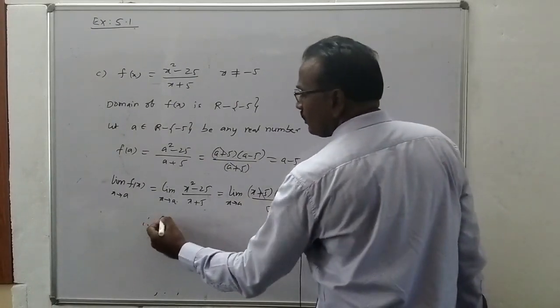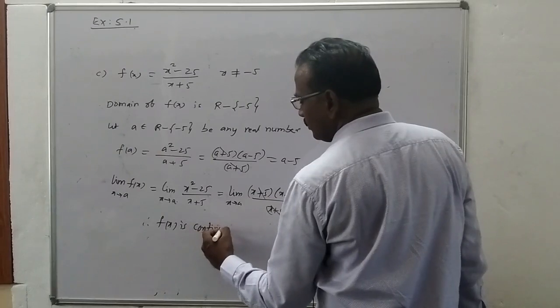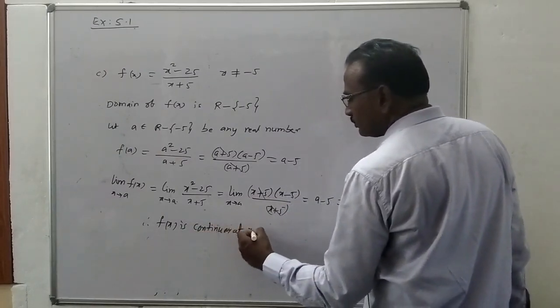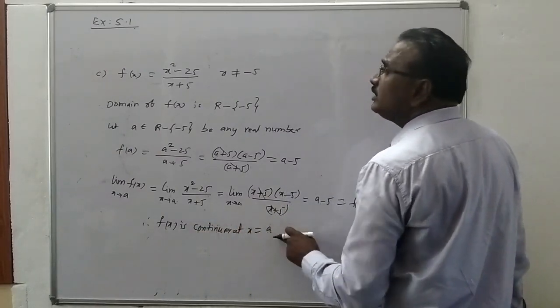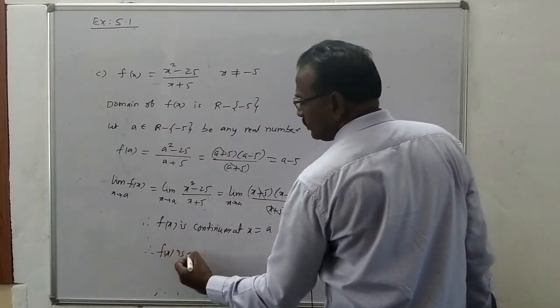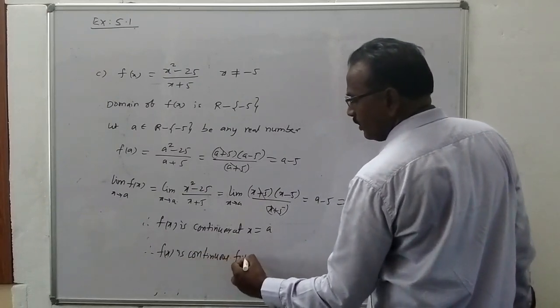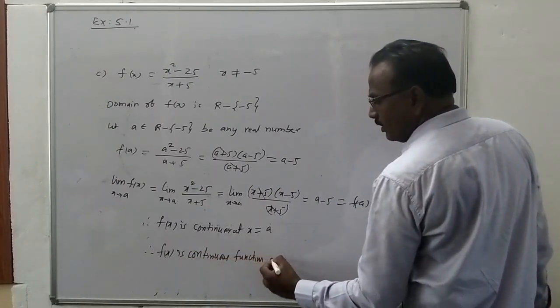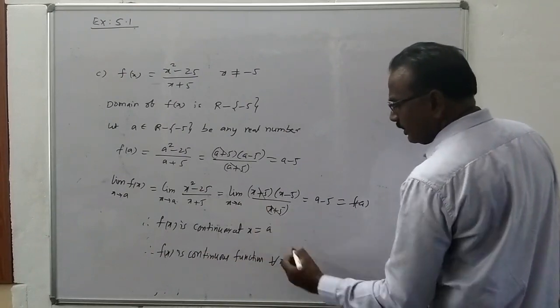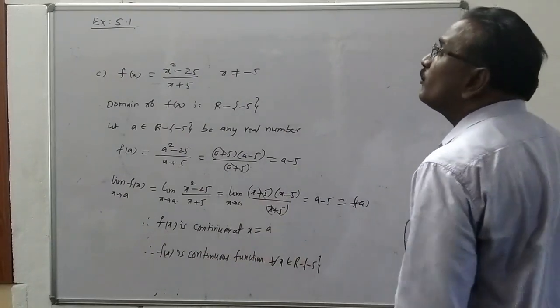Therefore f of x is continuous at x is equal to a. Here a is any point in the domain. So therefore f of x is a continuous function for all x belonging to the given domain R minus {5}. So this is the proof.